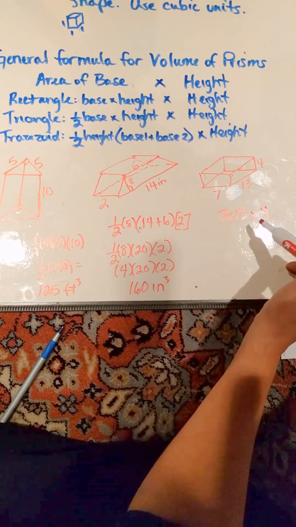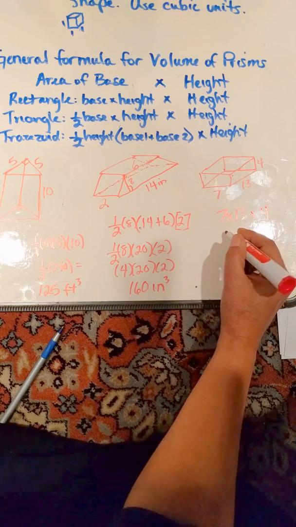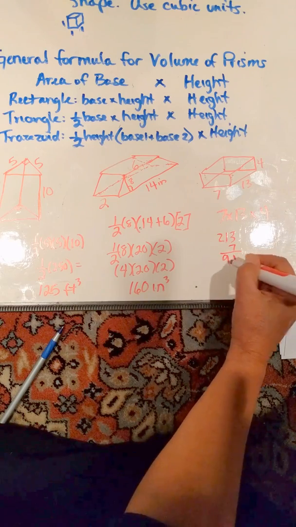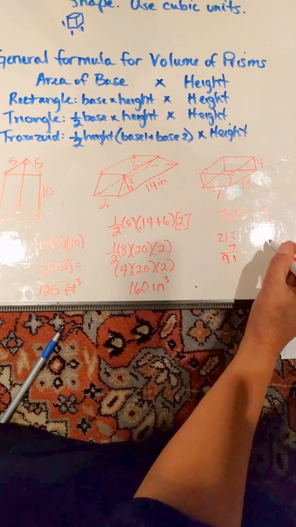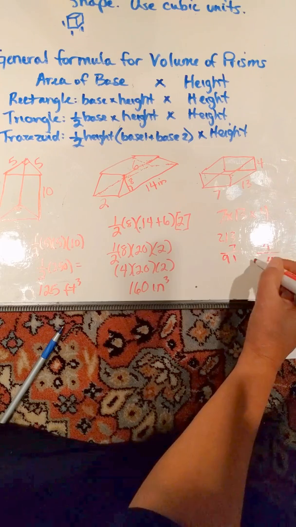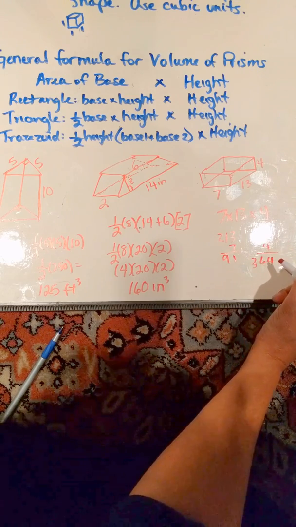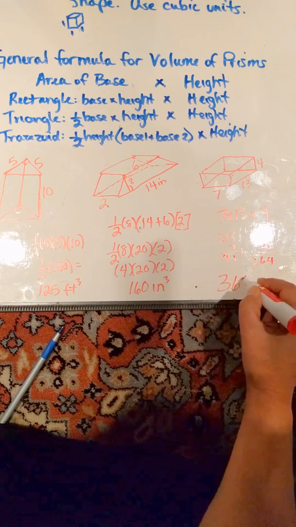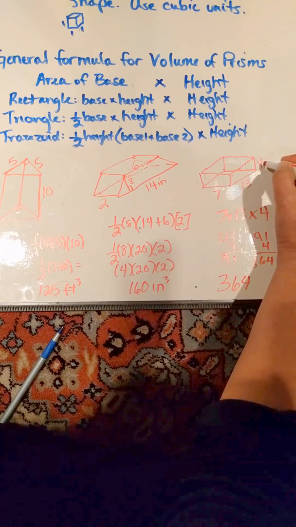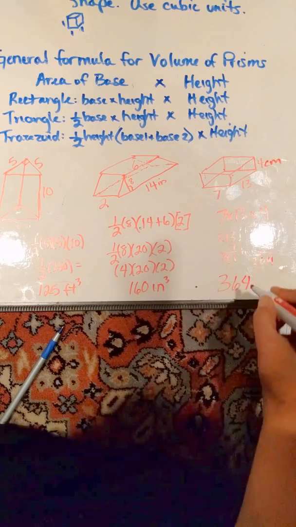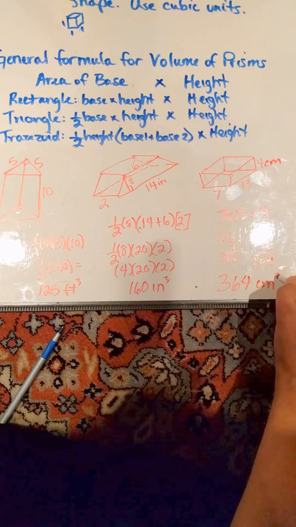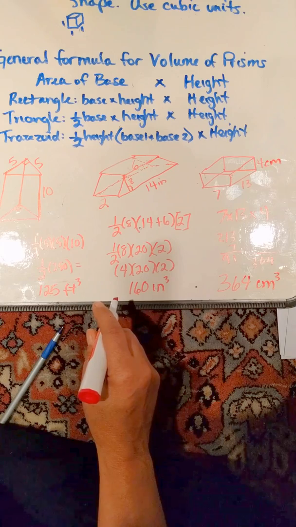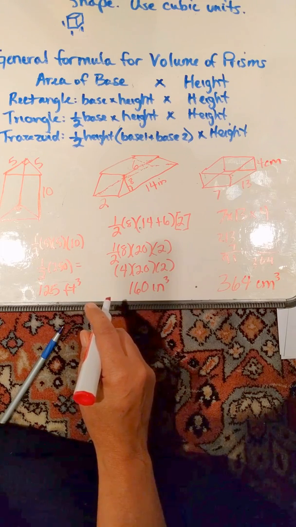So if I multiply all these up, I get 7 times 13. 13 times 7 is 1, carry the 2, 91. And then 91 times 4 would be 4 and 36. So my answer is going to be 364. And if these were, let's say, centimeters, it would be centimeters cubed. Like that. All right, and that's how you find the volume of 3 prisms: rectangular, triangular, and trapezoidal.